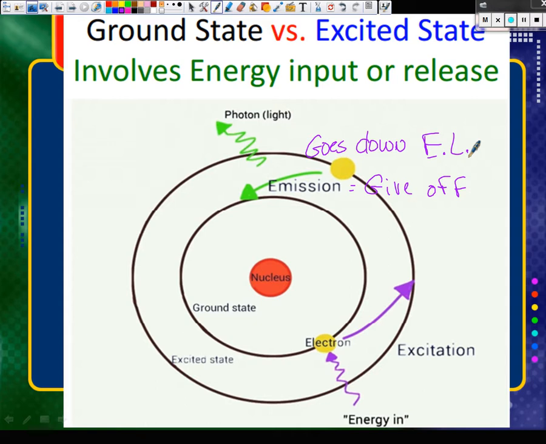Okay? So the opposite effect, and I don't like the way this is written. It's not exactly right. So when energy comes in, it absorbs it. They call it excitation. I prefer absorption. Okay? Because I think about it kind of like a sponge. It just soaks it up. And notice what happens to the electron. What does it do? It goes up. It goes up in energy level.